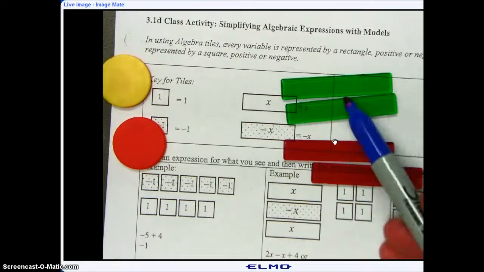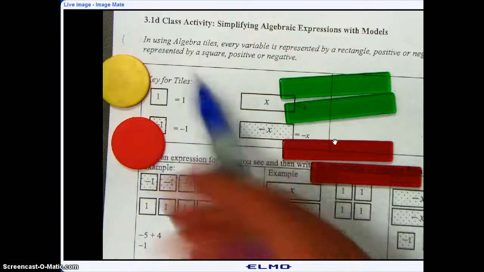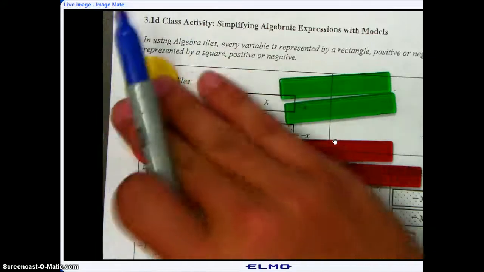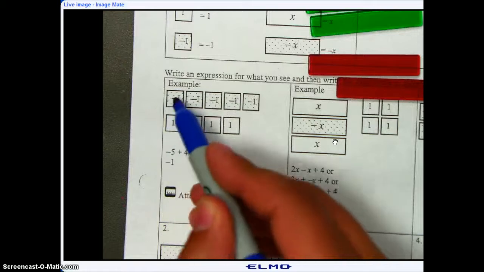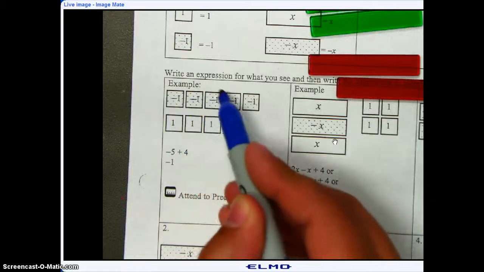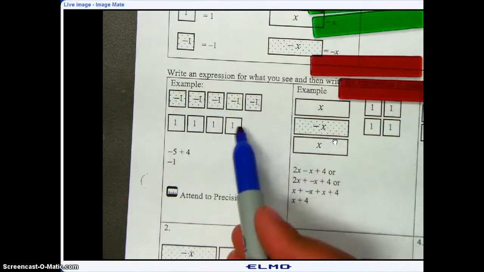So these are different things. These are x's, positive x, positive 1, negative 1. Now I do have actually blocks for this, but I figured since we've been using chips, I would just bring in the chips. So let's go over this real quick. So here I have 1, 2, how many negatives do I have? 5. How many positives? 4.